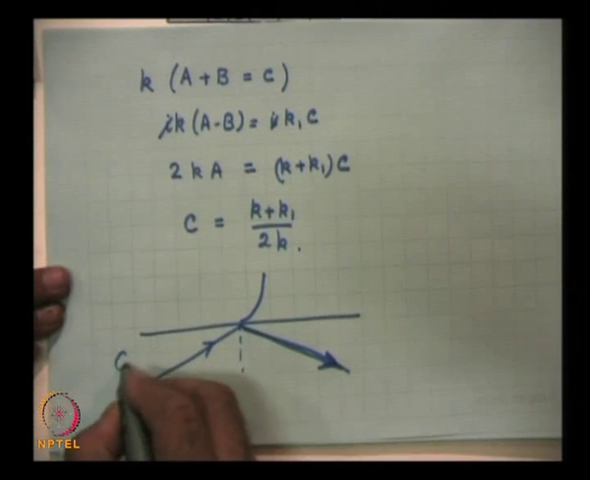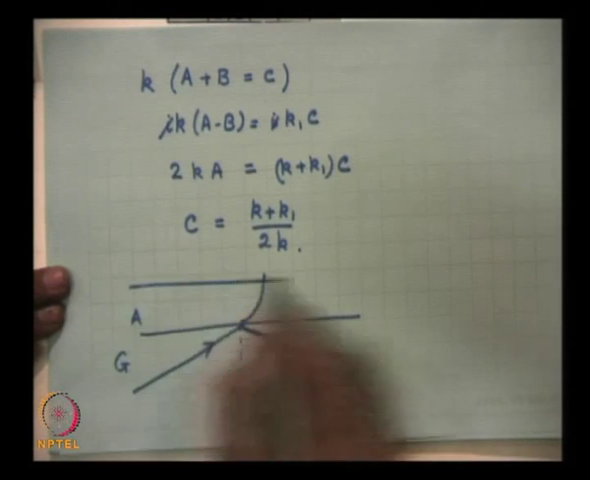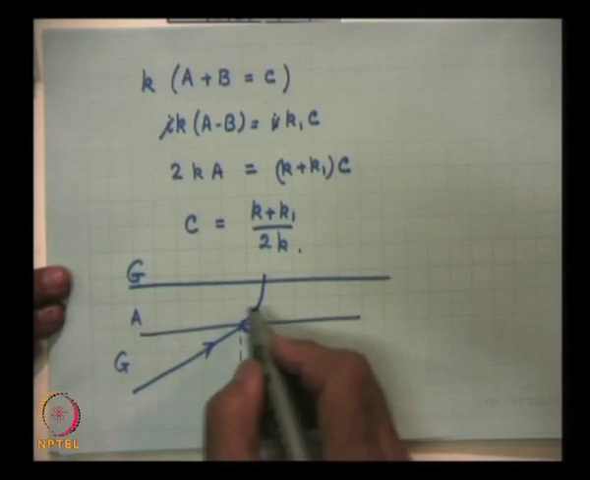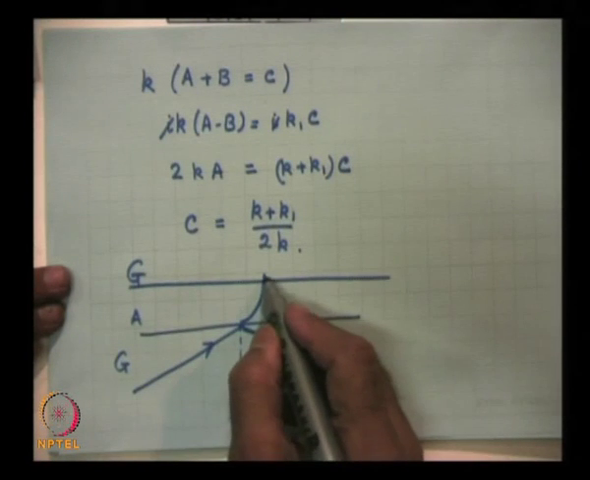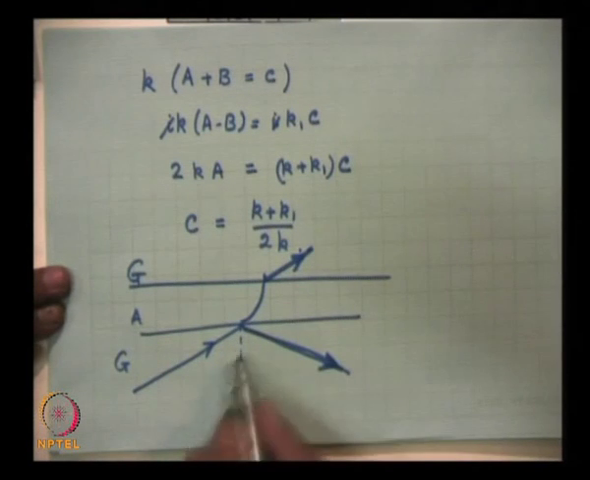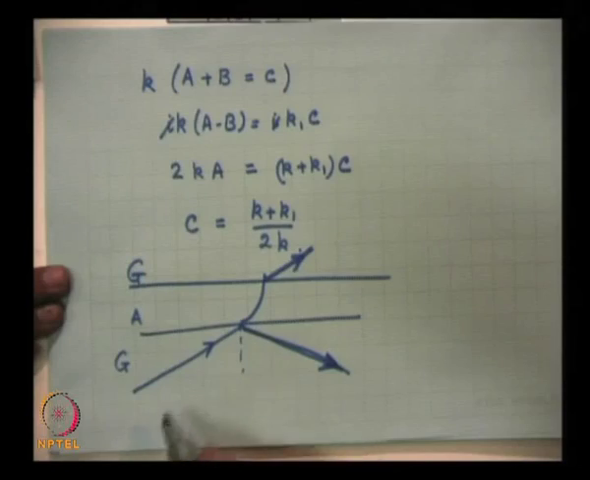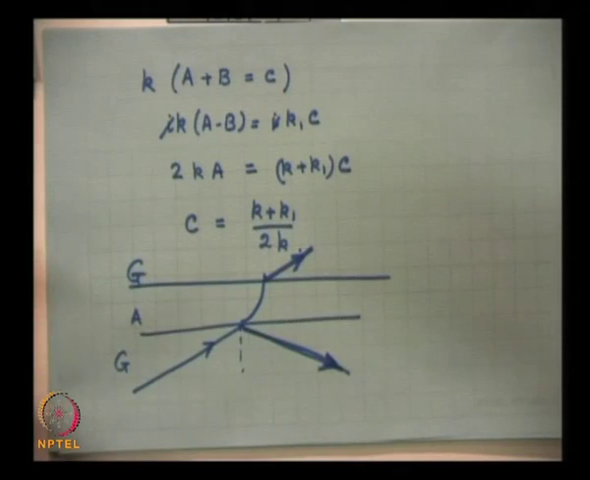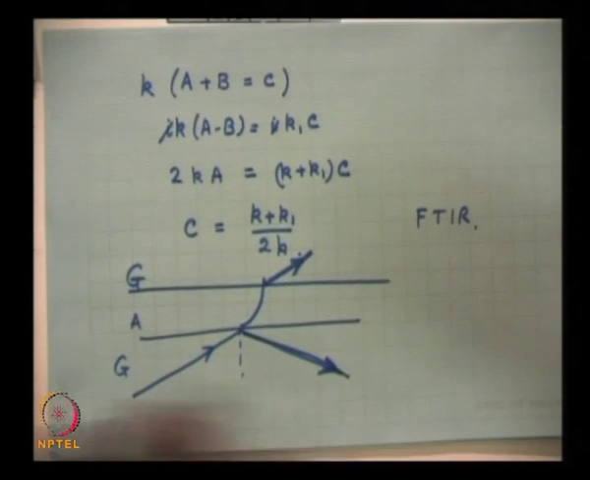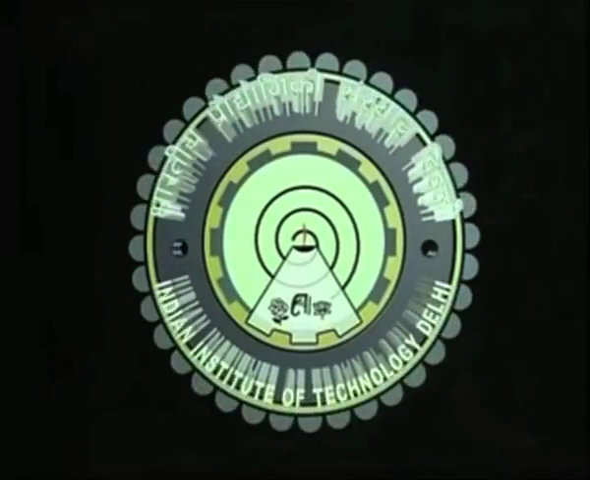So let us suppose this is glass, this is air, and if you put another glass surface here, then there is a possibility, in fact it does happen, that through the evanescent wave a beam can leak out. In optics, this is known as frustrated total internal reflection, FTIR. In quantum mechanics also, we will show that there exists an evanescent wave, which will eventually lead to the phenomenon of tunneling. Thank you.